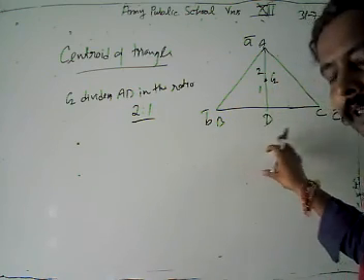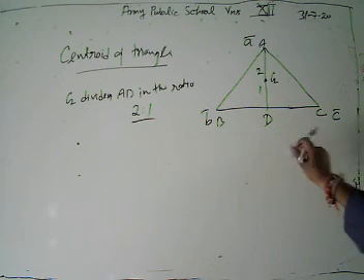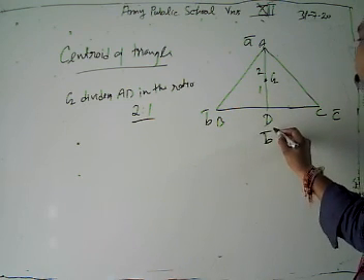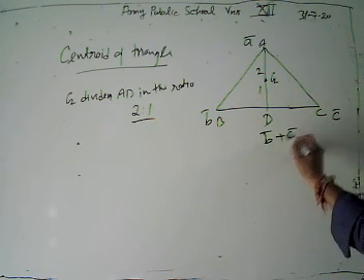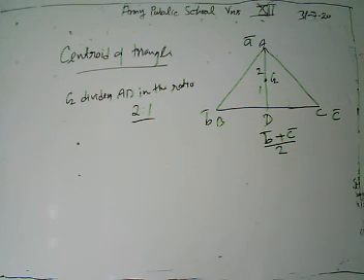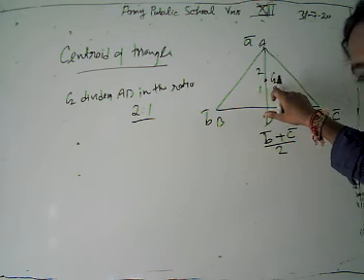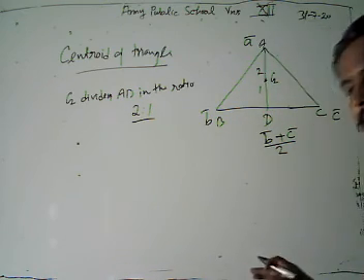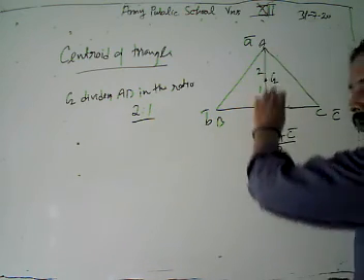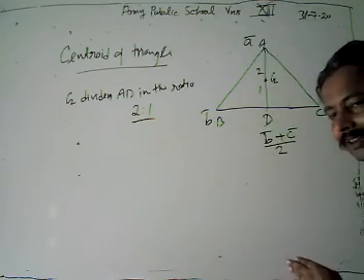Then what is the coordinate of D? D is the midpoint of BC. Then by the midpoint formula, the coordinate of D is vector B plus vector C by 2. Now we are going to find the coordinate of G. Look, this point G divides the line segment AD in the ratio 2:1. Then we are going to apply the section formula there.